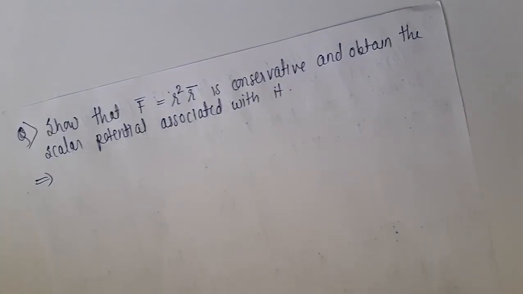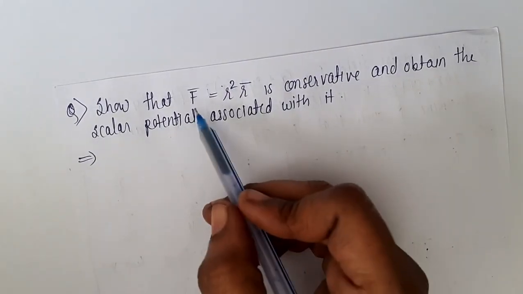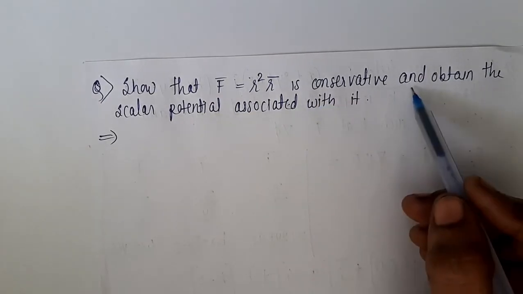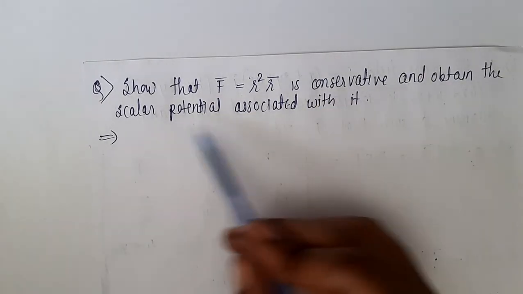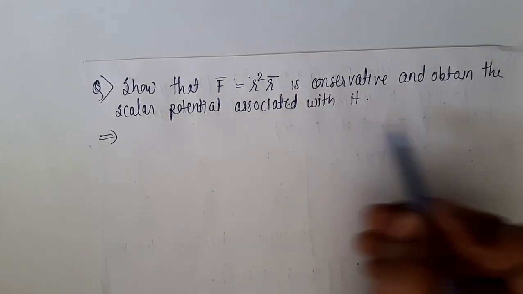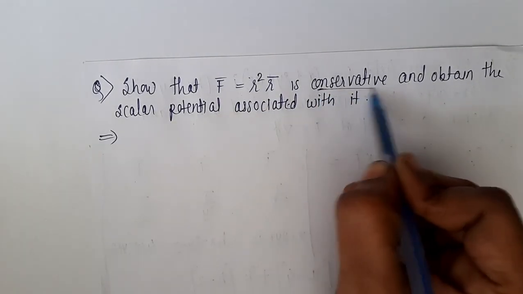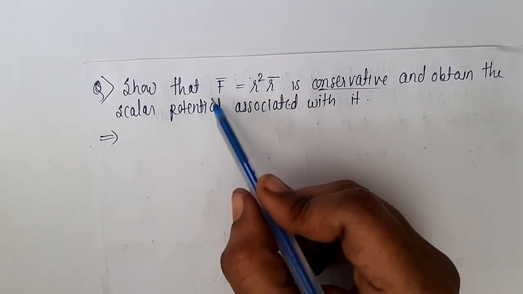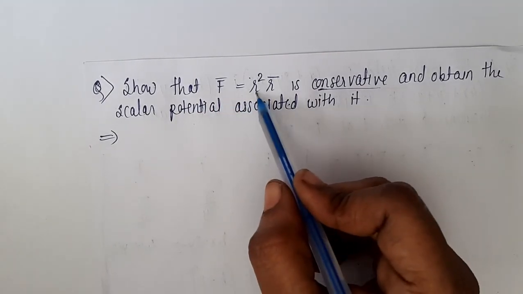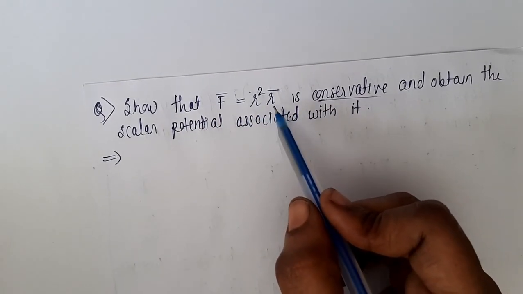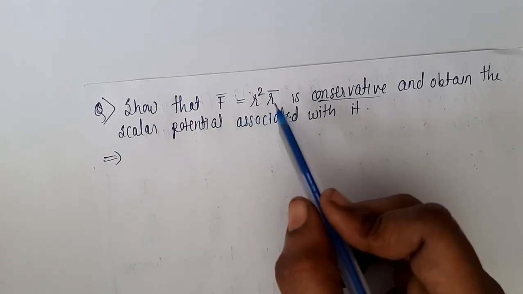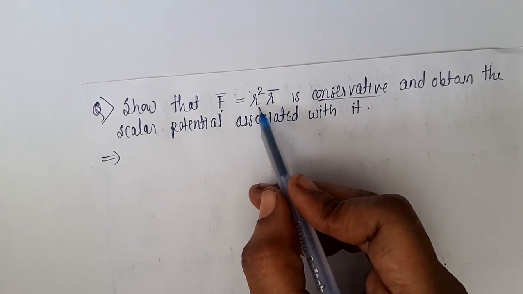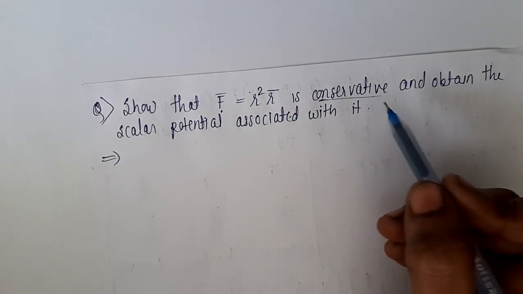Now the next example is: show that F is equal to r square into r bar is conservative, and obtain the scalar potential associated with it. Now conservative means it must be irrotational. So what we want to show here is that this vector F is a conservative force field. Conservative force field means that F must be irrotational. It is independent of path.